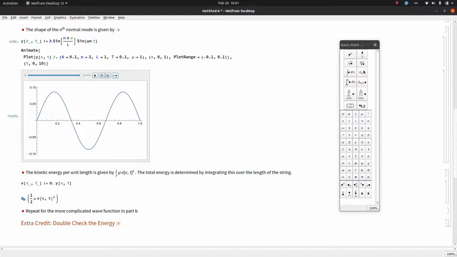Let's get rid of that, don't need this. Let us put that in an integral. And we're integrating over x. And we're going to go from x is 0 all the way across the length of the string. So we're adding up all of the different kinetic energies at each little tiny bit of mass, mu dx along the string. So we'll go ahead and do that, integrate.